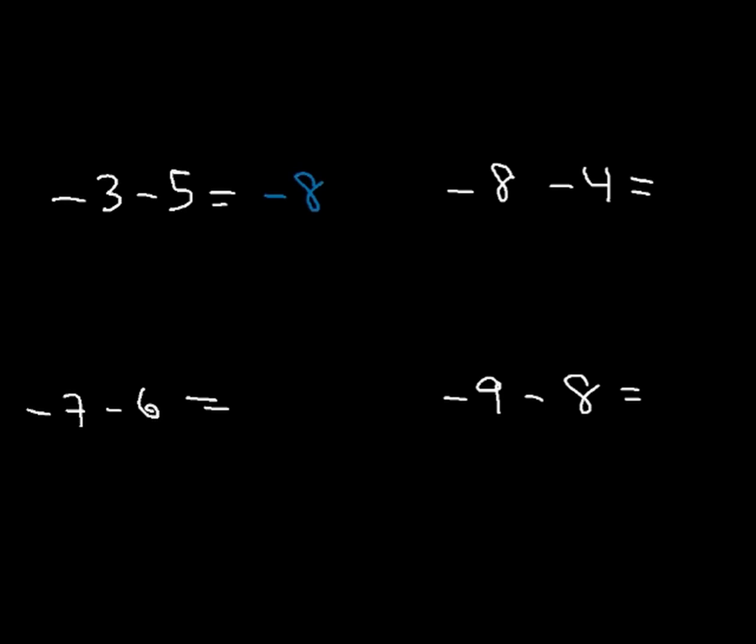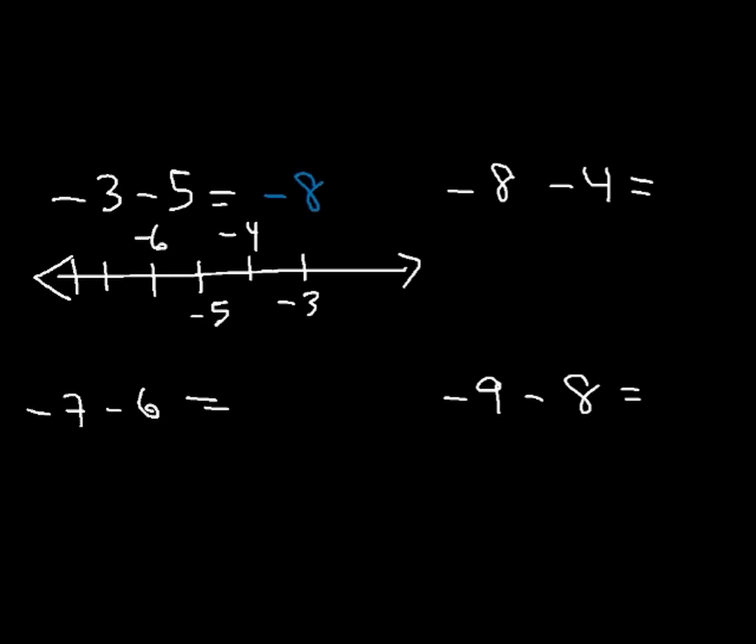So if we make the number line, starting at negative 3, we're going to subtract it by 5. So we need to go 5 units to the left. 1, 2, 3, 4, 5. So this will be negative 4, negative 5, negative 6, negative 7, and negative 8.